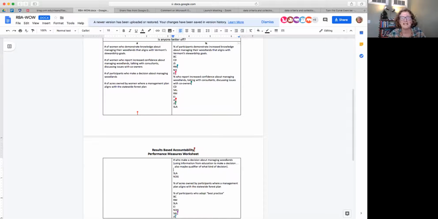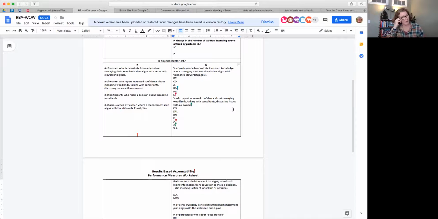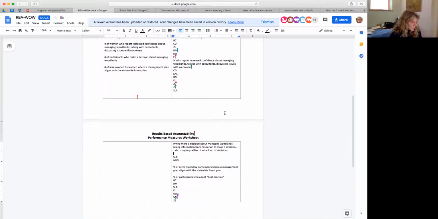So, Beth, can you read them to me, because I'm typing them into our other document that we'll bring forth. I'll just do shorthand. What's the first measure? Percentage that demonstrate increased knowledge that aligns with the stewardship goals, and percent who report increased confidence about managing their woodlands. Yep, and then the bottom one? Oh, and the bottom one, who adopt a best practice. Okay.